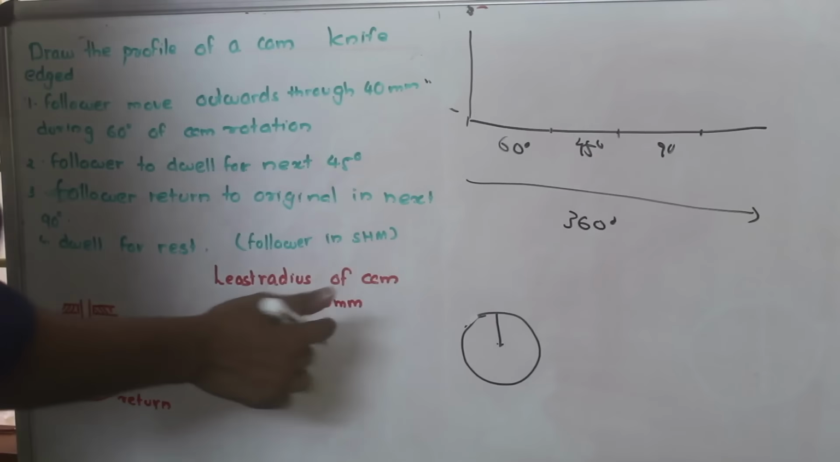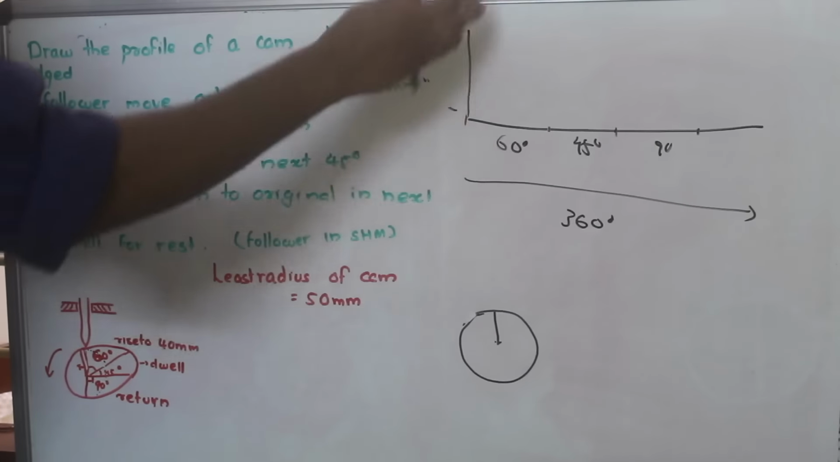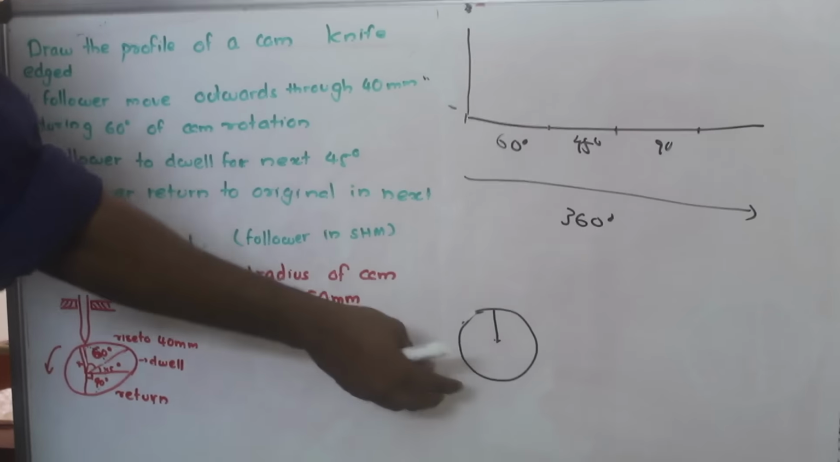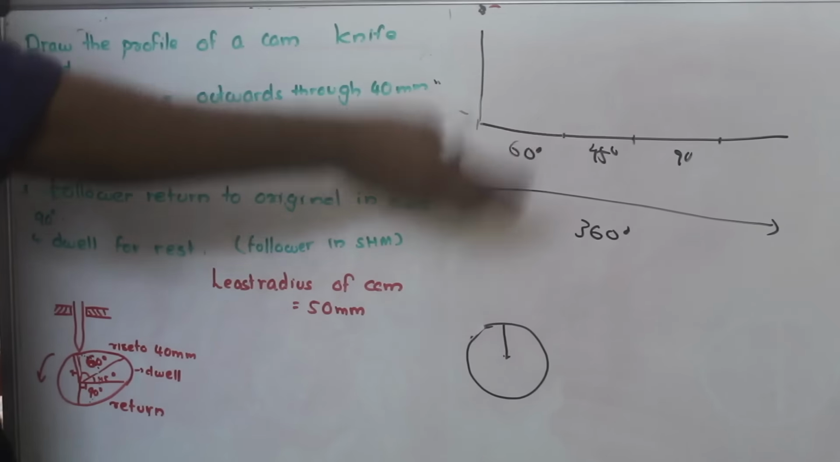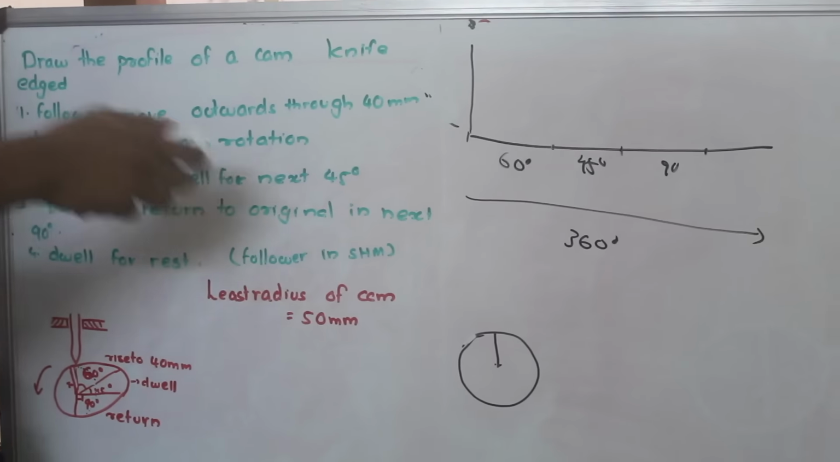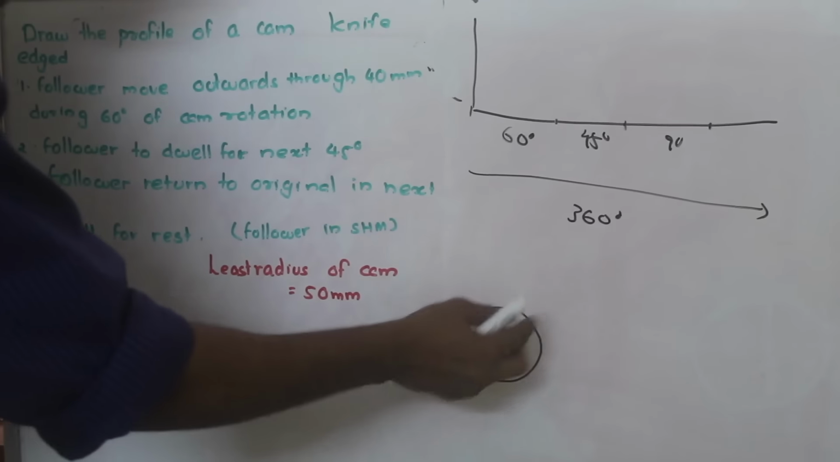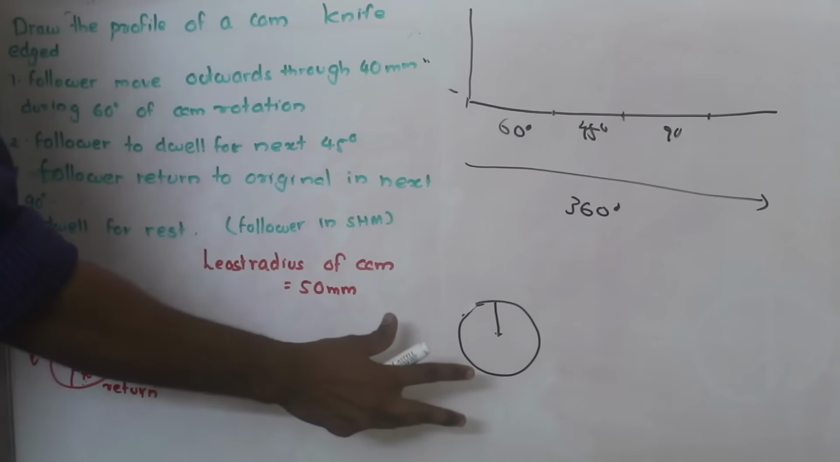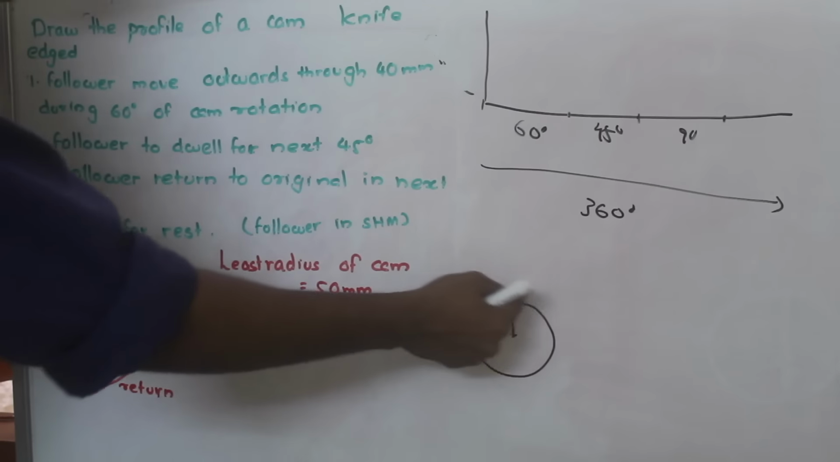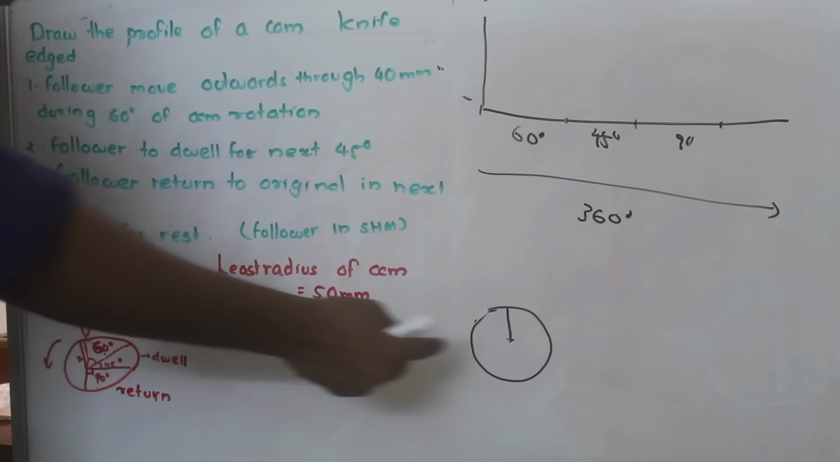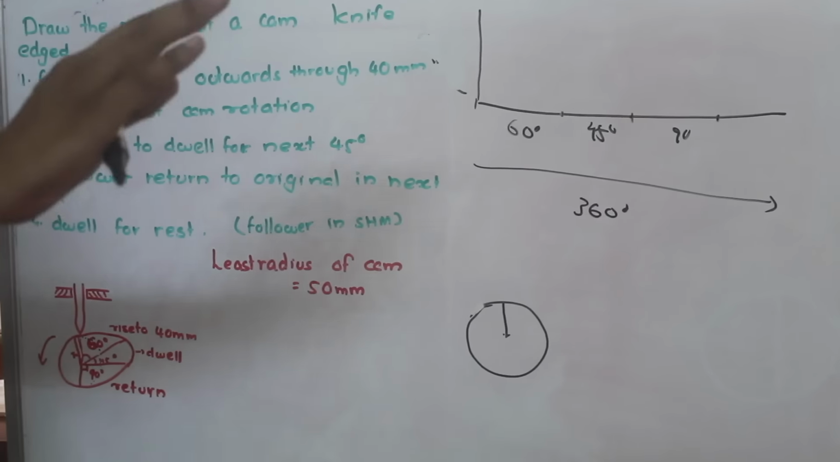So what we do is, I am telling both the drawing of the cam profile and the velocity diagram simultaneously to understand the thing. First, this is the velocity diagram, this is our cam profile. With the 50 mm, draw a circle. So this is the base radius with which we are drawing a circle.